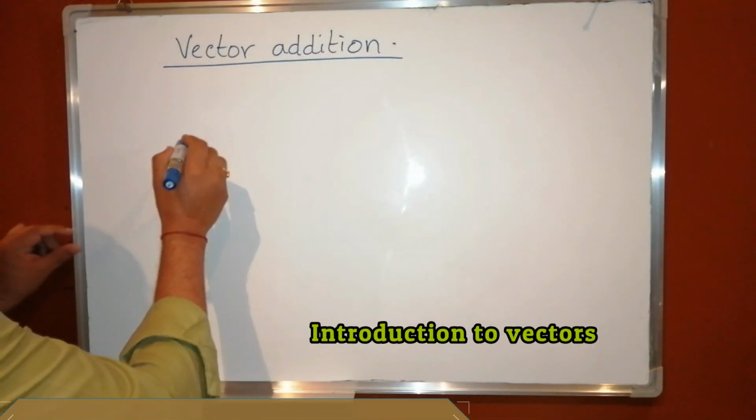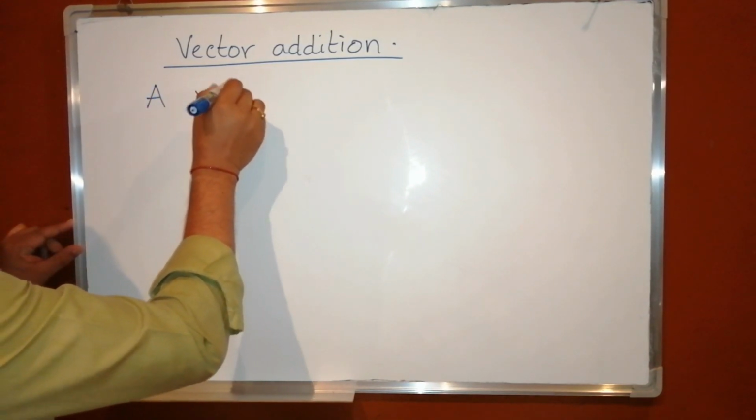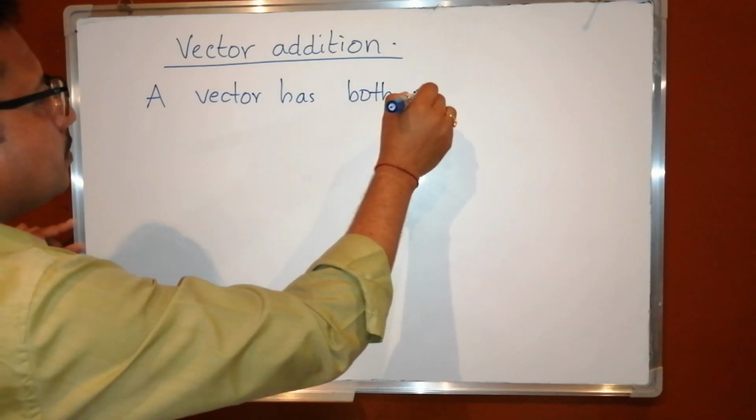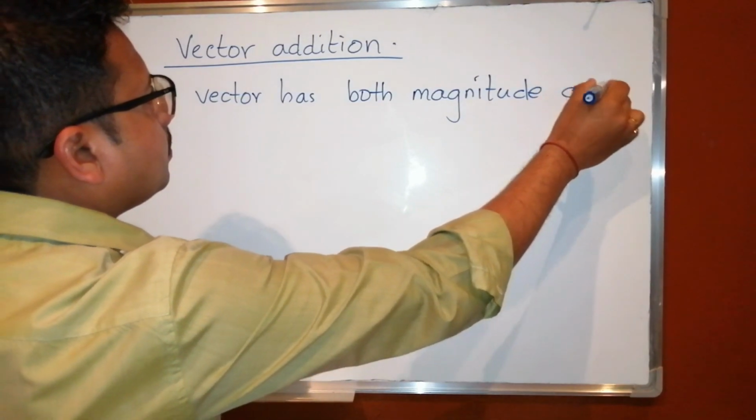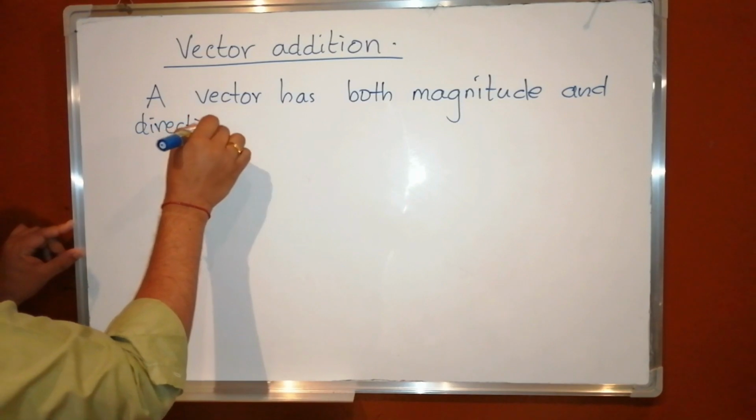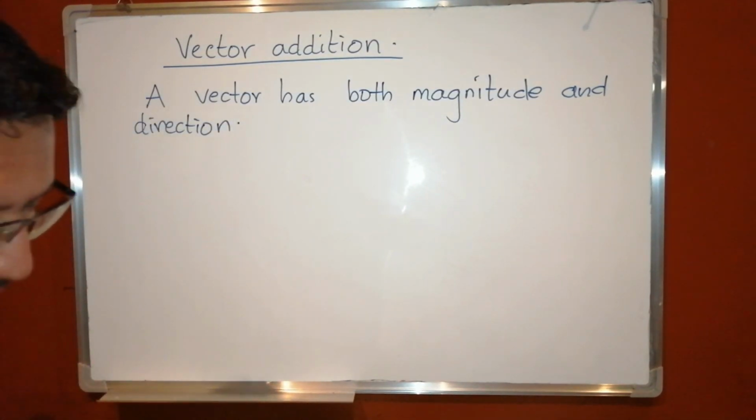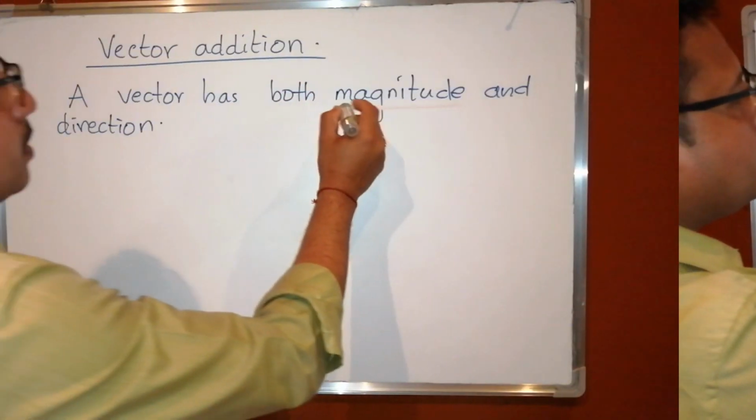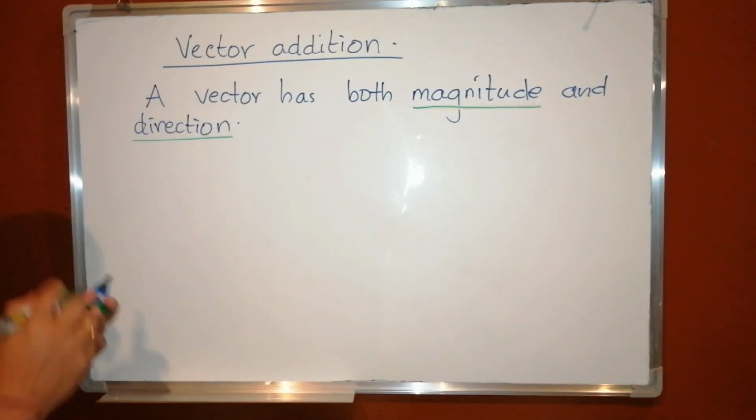Please see what's a vector. A vector has both magnitude and direction. A vector is a physical quantity. It must have both magnitude and direction.